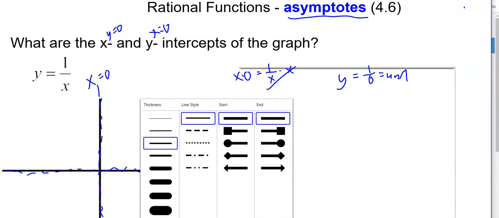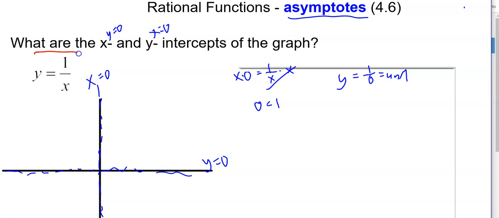So let's actually just plot some points. This is kind of like a parent graph of rational functions. Rational functions means it's a fraction. You notice this function is a fraction, 1 over x. When you have fractions or rational functions you're trying to graph, typically there's going to be some asymptotes. It doesn't mean they won't have x and y intercepts, oftentimes they do, but they're usually going to have some asymptotes. We'll talk about how to find those in a minute.